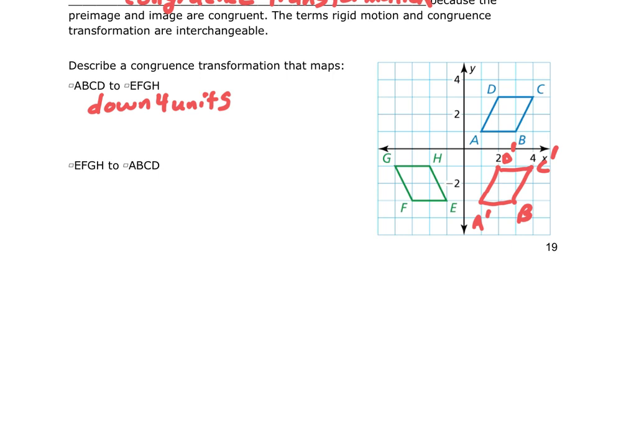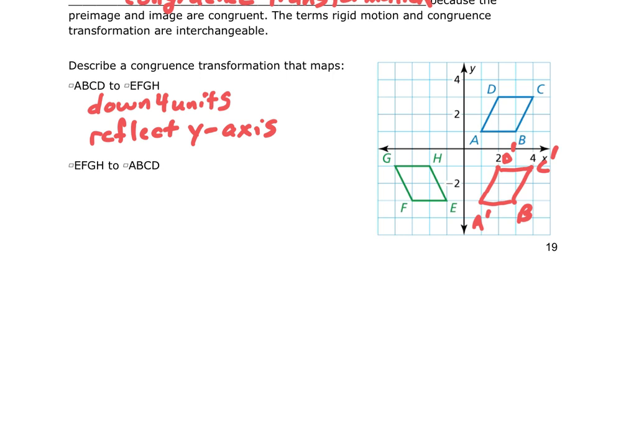Okay, now to get the red figure over to the green figure, what are we going to do? We flipped over the y-axis. Good. Okay, and all those points. D is 2 to the right, H is 2 to the left. C is going to go to G, B is going to go to F, A is going to go to E. All of those are going to reflect right on top of that.